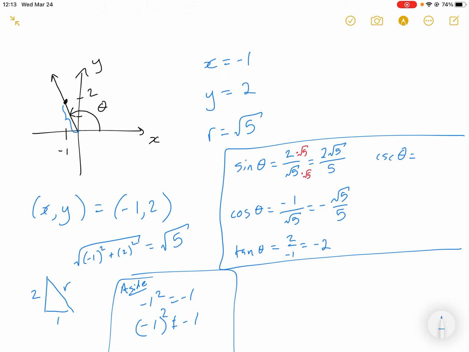Now I'm going to flip them for their reciprocals. So for cosecant of theta, I end up with the square root of 5 over 2, which is just r over y. For secant, I'm going to take the reciprocal of cosine, which will just give me the negative square root of 5. And then for cotangent, I end up with x over y, so I end up with -1/2.